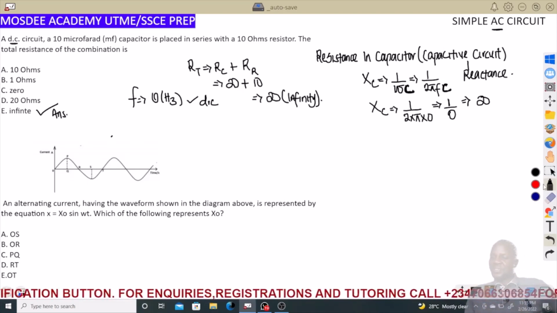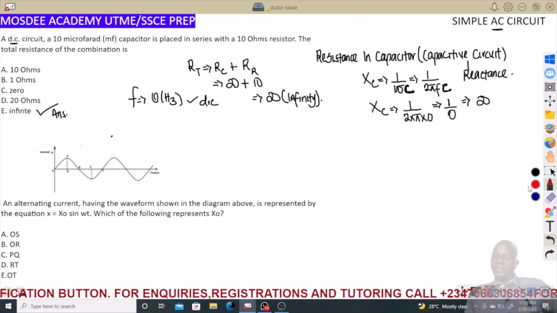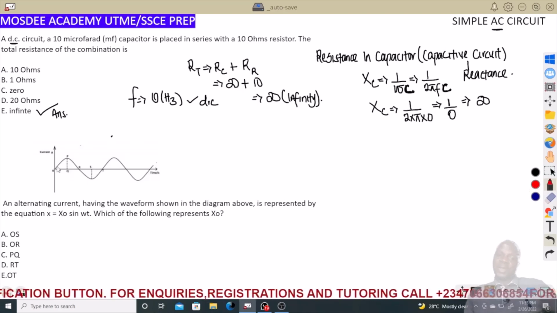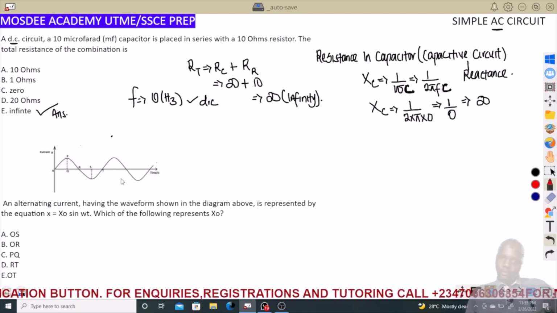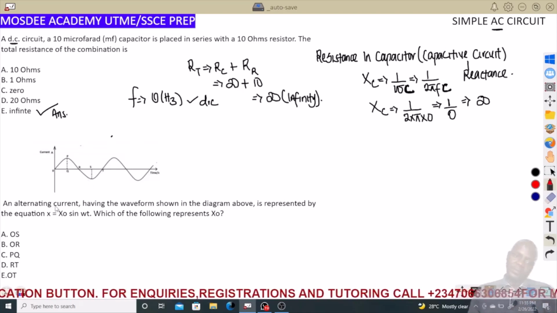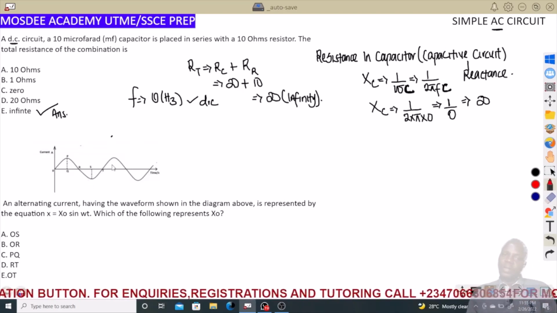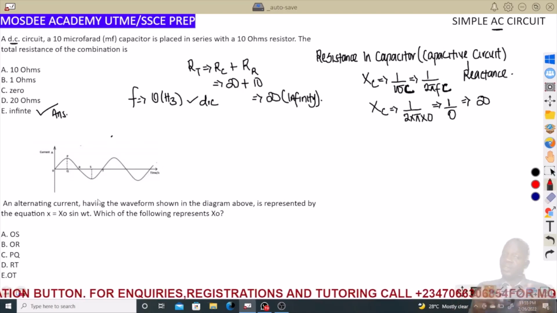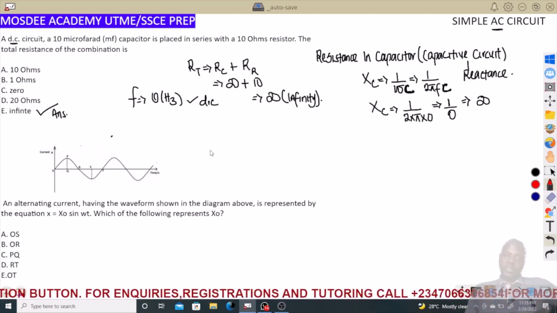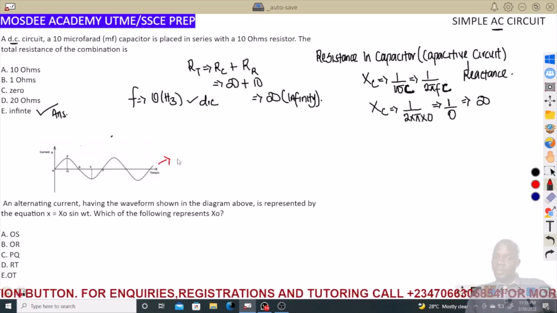The second question has a diagram. The diagram is not drawn to scale, but I believe you can see it. An alternating current having the waveform. Now, there are different types of alternating current, but the major one for A level, I think, is sinusoidal.